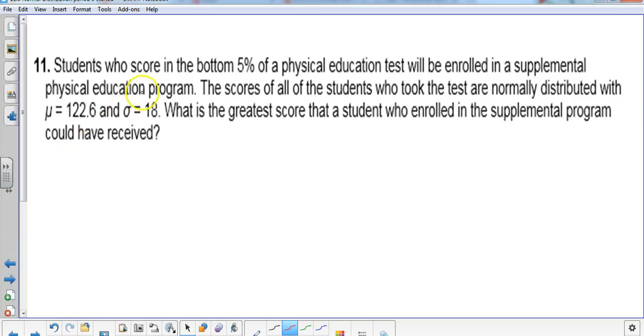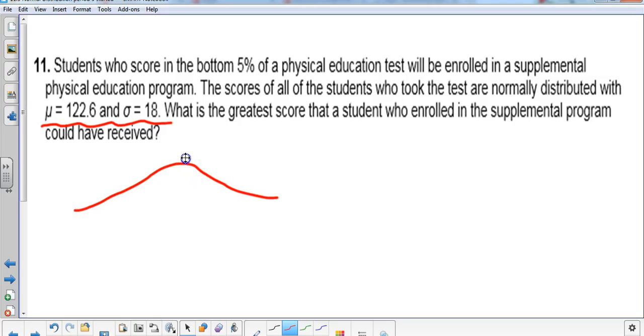All right, this one says students who score in the bottom 5% of a physical education test will be enrolled in a supplemental PE program. I have to have PE 7 hours a day. Some of you would like that. The scores of all the students who took the test are normally distributed with a mean of this and this. Was this a 100-point test? Not if the average was 122.6, right? What is the greatest score that a student who is enrolled in this program could receive?